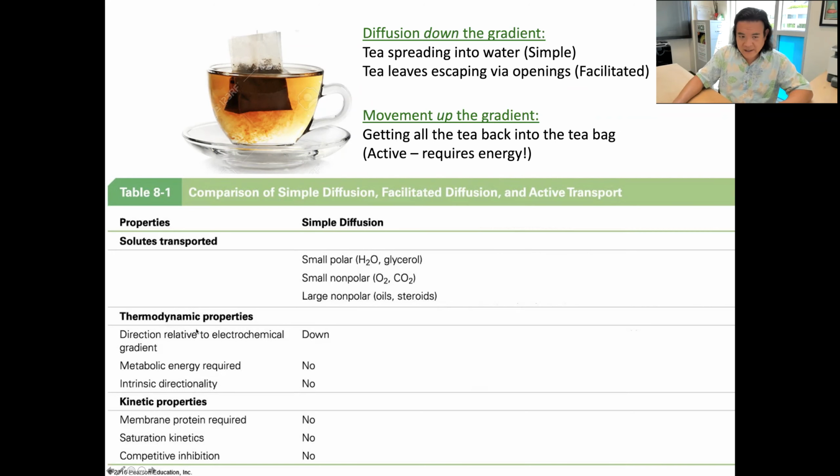So thermodynamically, the direction relative to the electrochemical gradient is they're moving downhill, right? From high to low. Is there energy required? No. Is there an intrinsic directionality? What does that mean? That means if you just have a phospholipid bilayer, right? Is there something that actually says right off the bat that things have to move one direction or the other? No, there isn't, right? In the case of simple diffusion, that could change. The direction of the arrow could change purely based upon concentration gradient. So therefore, there is no intrinsic directionality to this at all.